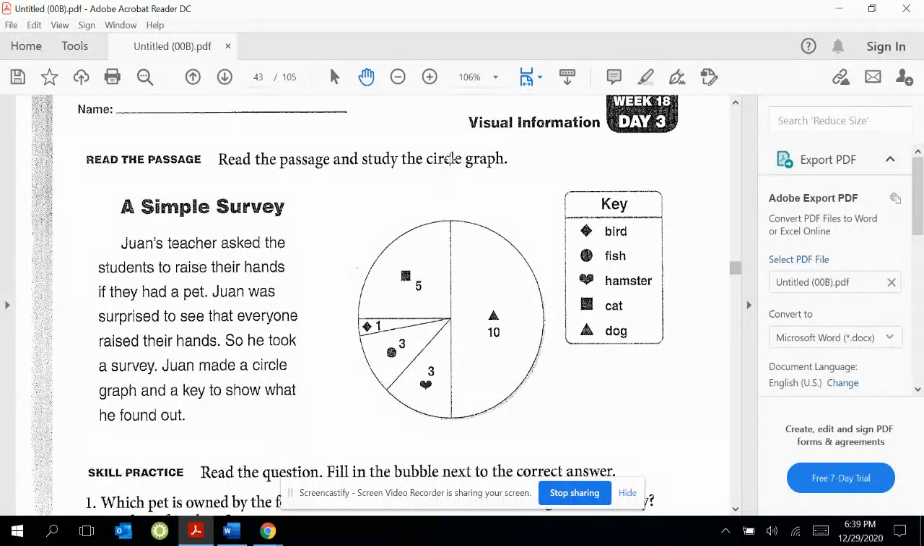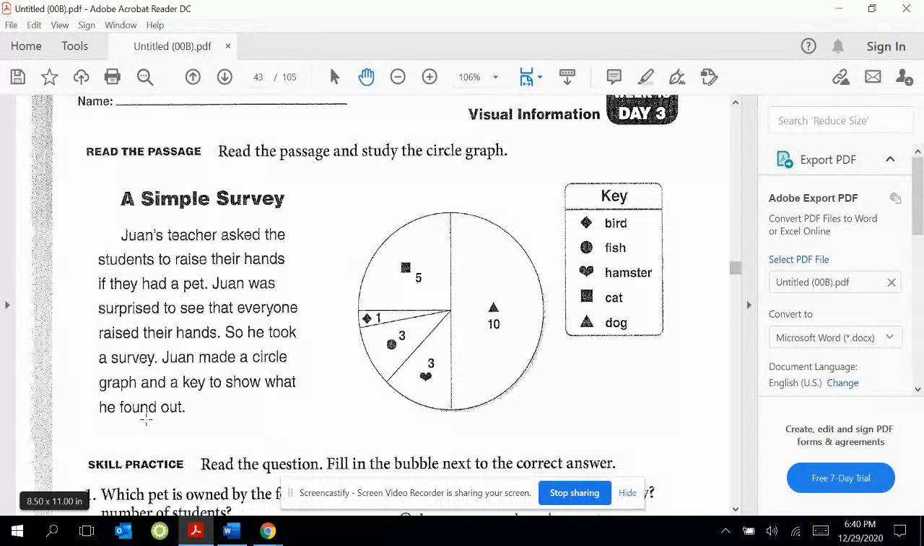Read the passage and study the circle graph. A simple survey. Juan's teacher asked the students to raise their hands if they had a pet. Juan was surprised to see that everyone raised their hands. So he took a survey. Juan made a circle graph and a key to show what he found out.